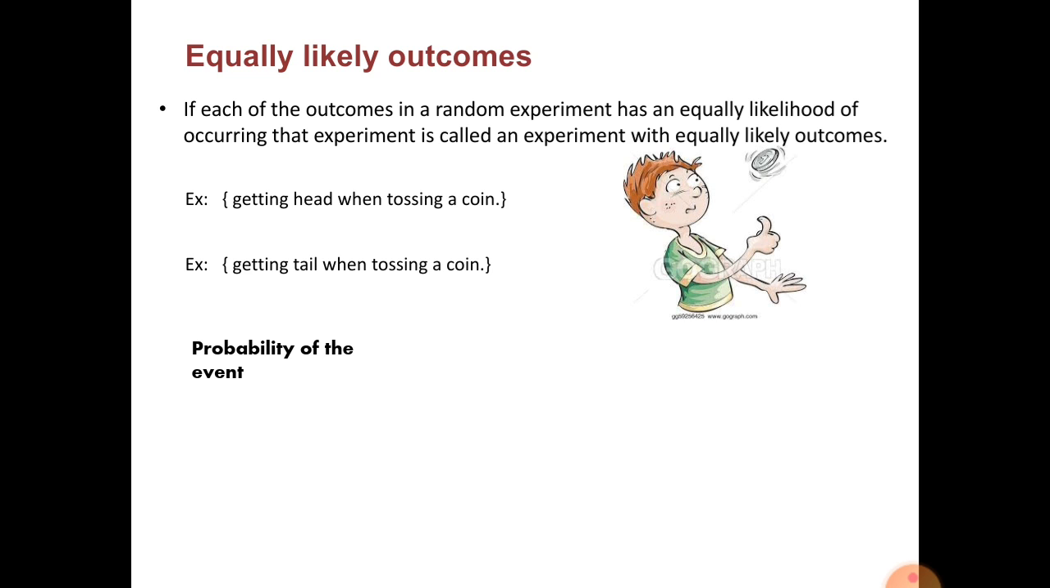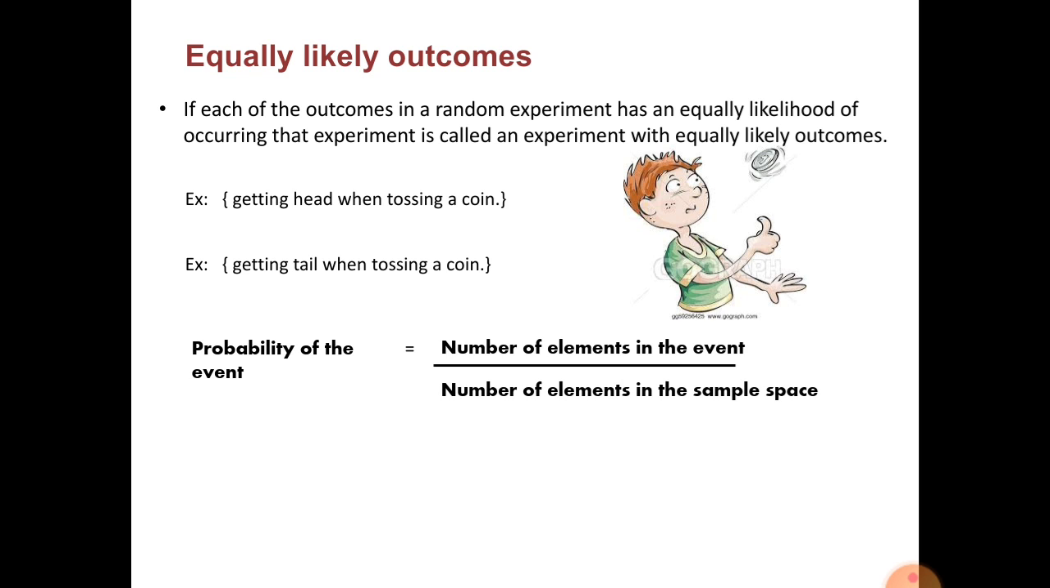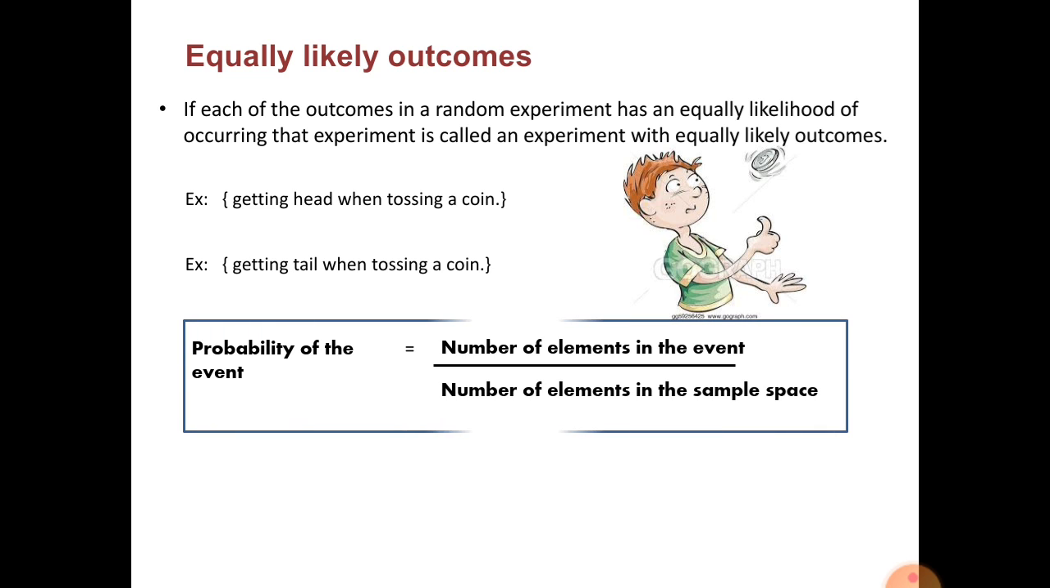Then when you write the probability of any event, you have to write according to this order. Put an equal sign, then the number of elements in the event that you are expecting, as a fraction of the number of elements in the sample space. That means when you write the probability of having head when tossing a coin, you have to write it as 1/2. So you have to keep that in your mind.